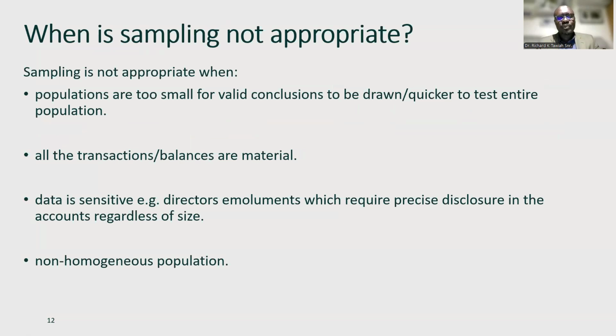When is sampling not appropriate? Like I mentioned in passing, when the data is sensitive, do everything. No sampling. When the population does not have the same characteristics, they are not homogeneous, do everything. When all the balances, the figures, are material, do everything. When the population is too small, such that if the population is just 12, why do you want to choose some? Do everything. Okay.